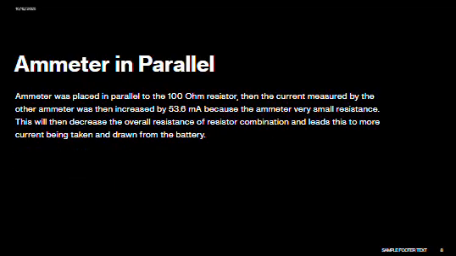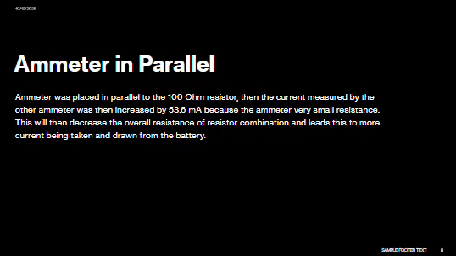And for the ammeter in parallel, the ammeter was placed in parallel to the 100 ohm resistor. The current measured by the other ammeter then increased by 53.6 milliamps. Because the ammeter has a very small resistance, this decreases the overall resistance of the resistor combination and leads to more current being drawn from the battery.